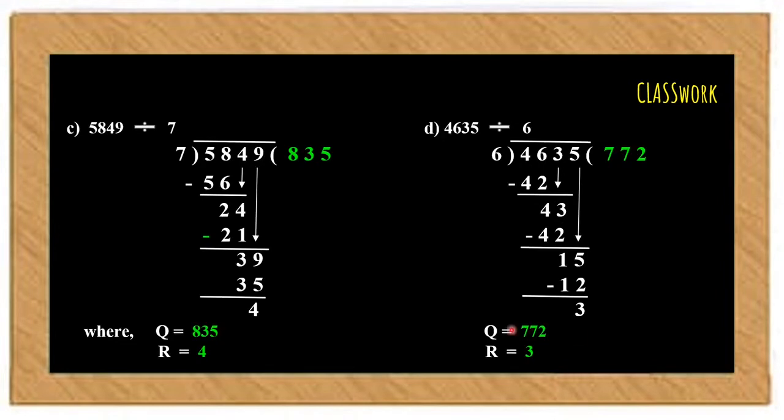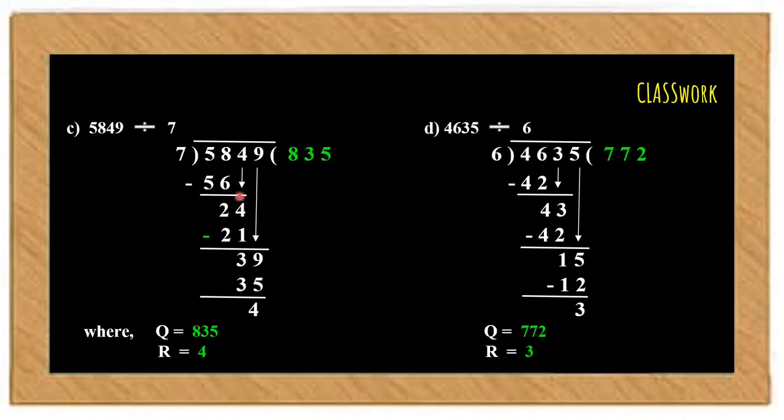We will take a few more examples, children. In the C part, we have 5849 divided by 7. After writing it appropriately, we will start dividing. As you can see, children, 5 cannot be divided by 7 alone. So, we consider the first 2 digits of our dividend, that is 58. 7 multiplied by 8 gives us 56. When we subtract 58 and 56, we get 2 as the answer.